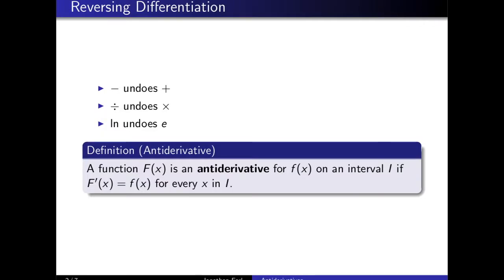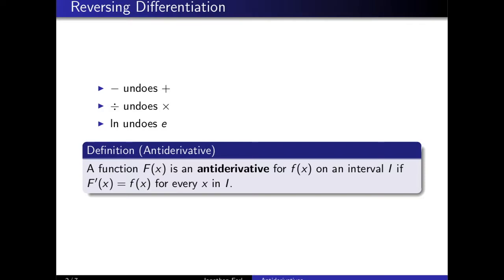Okay, so we'll say that a function capital F is an antiderivative for little f on an interval I if capital F prime is little f for every x in I. So in other words, we take the derivative of capital F, we get back little f. Okay, that's great.